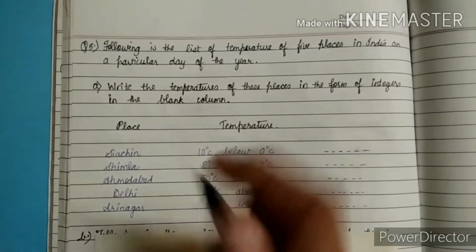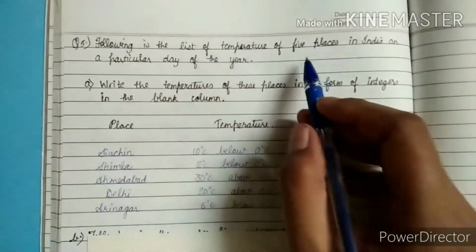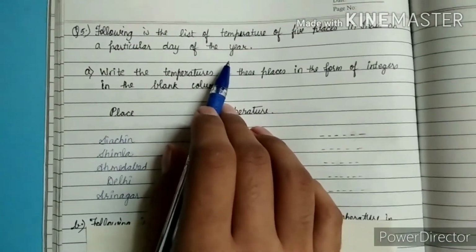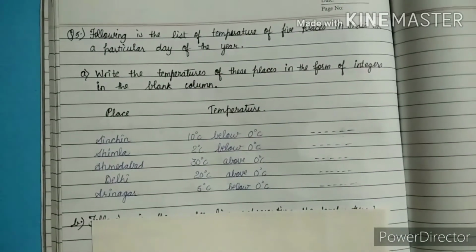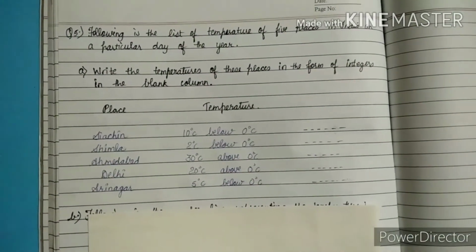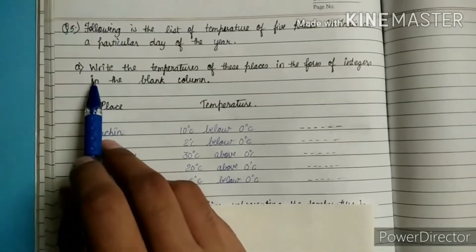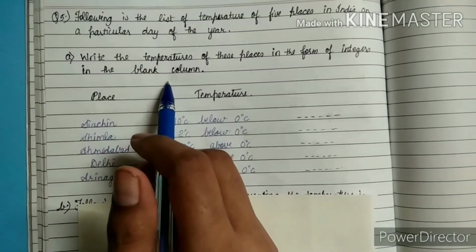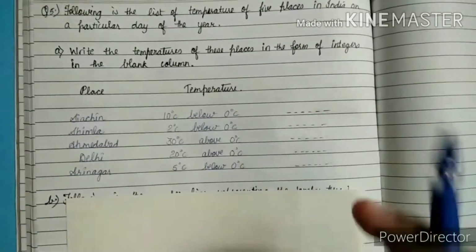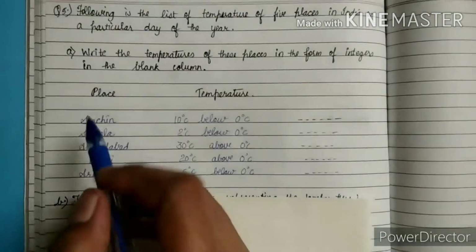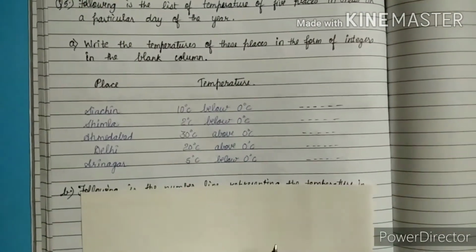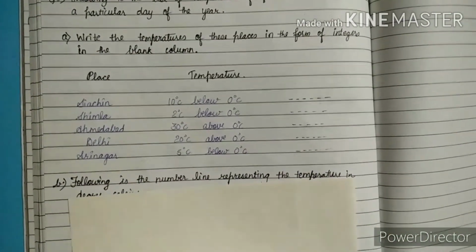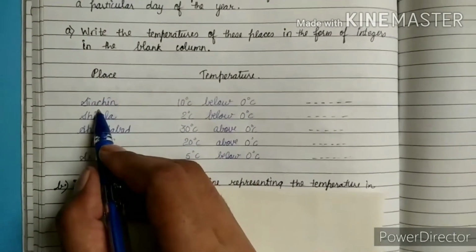Question number 5 is: the following is the list of temperatures of 5 places in India on a particular day of the year. So we have the temperature list of 5 places on any day in a year. The first question is, write the temperature of these places in the form of integers in the blank column. So we have to show the temperatures in the form of integers. The places' temperature chart is given, and here we have blank spaces. We have to write their integer form. The first place is Siachen.